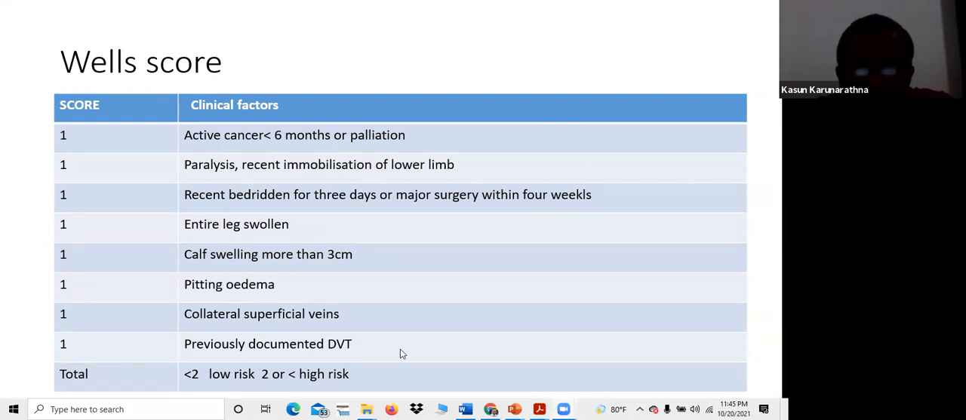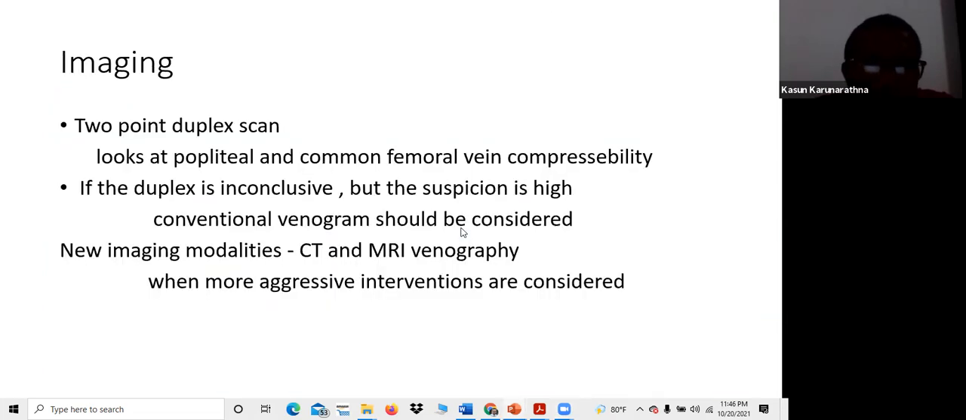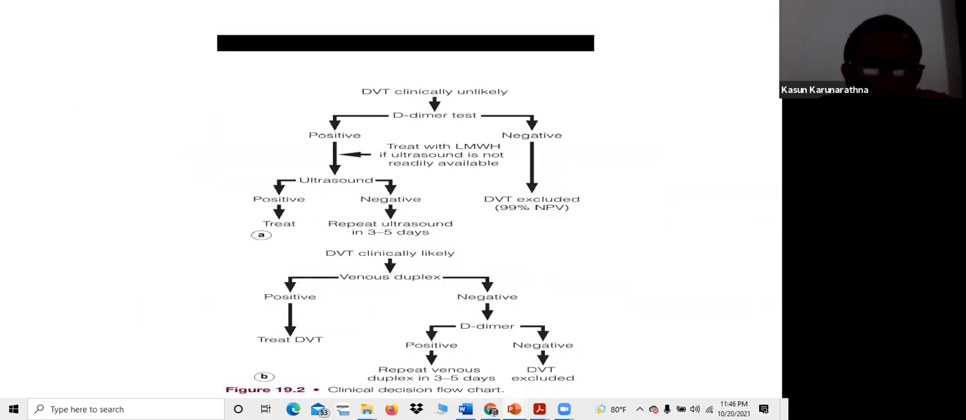The varicose vein is a risk factor for DVT. Yes, DVT will manifest as varicose veins, and varicose vein itself is a risk factor for DVT. Imaging: 2-point duplex scan looks at popliteal and common femoral vein compressibility. If the duplex is inconclusive, then you have to think about venogram, CT and MRI venogram. Right?